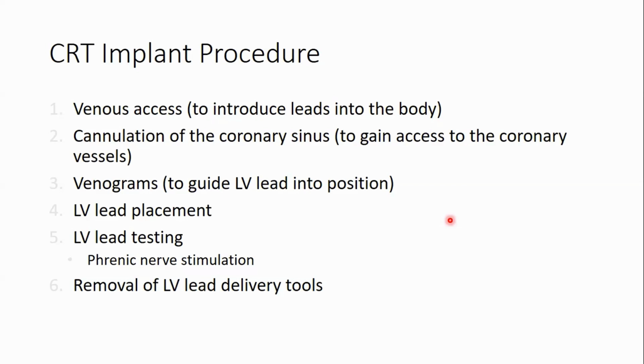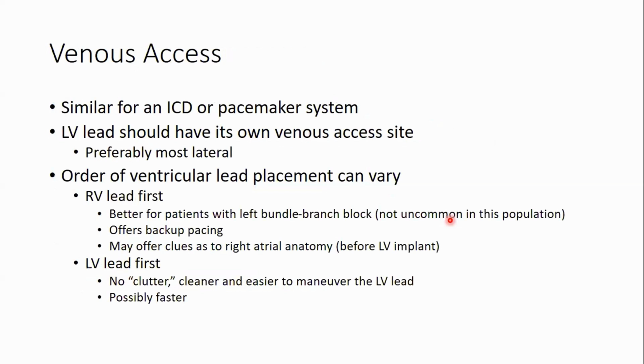Once we do that, we obviously then advance our lead into the branch which we have selected. And then we do some testing of the LV lead, paying particular attention to phrenic nerve stimulation. And finally, we remove the tools that we use to deliver the LV lead, so that we can secure it into place. So venous access, very similar, and everyone has their own techniques of getting venous access.